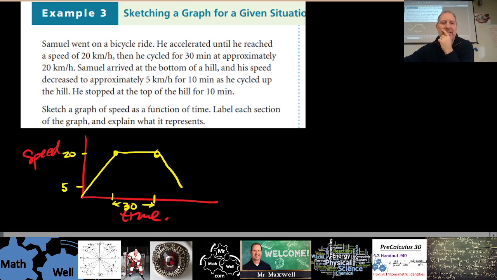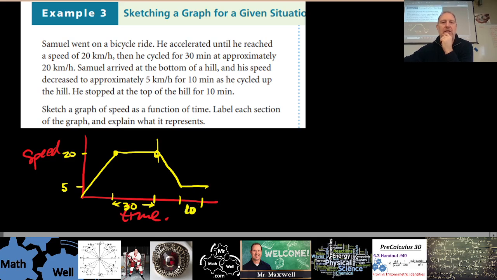This is a little confusing. Samuel arrived at the bottom of the hill. So this is the bottom of the hill after the 30 minutes of this, right? He's going down the hill pretty fast. His speed then decreased to approximately 5 kilometers per hour for another 10 minutes. So from here to here is 10.